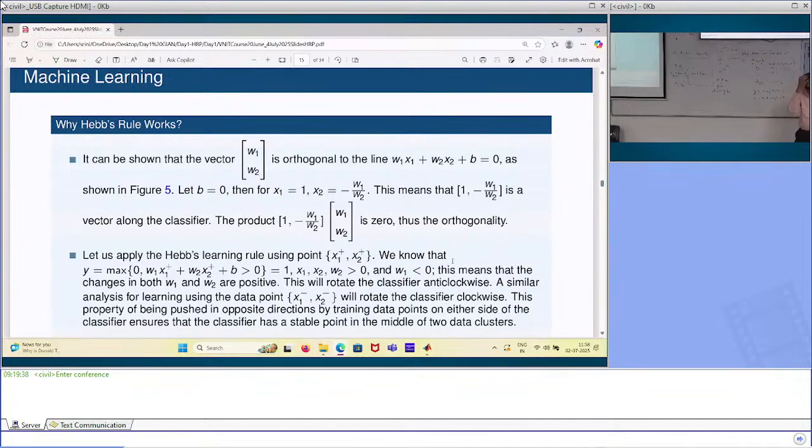Let B equal 0, it doesn't matter, because if the line shifts, its angle doesn't change. B is 0. Then x1 is equal to 1. So I just chose the point: x1 equals 1, x2 equals this. This means that 1 minus w is a vector along the classifier. Did you understand this? x1 is 1, b is 0, so x2 will be 0. So x1 is 1. So our classifier is what?